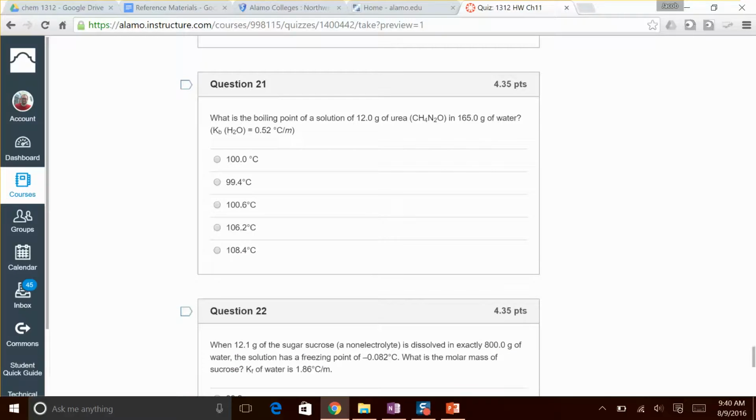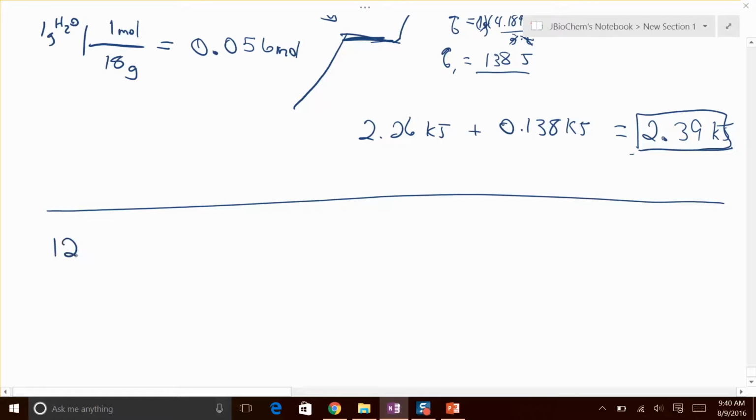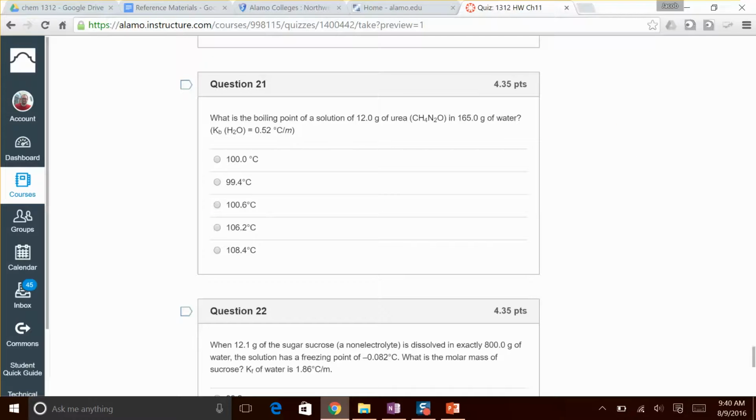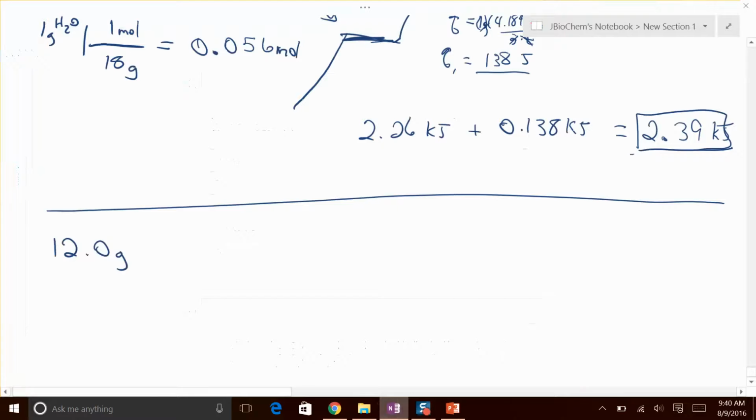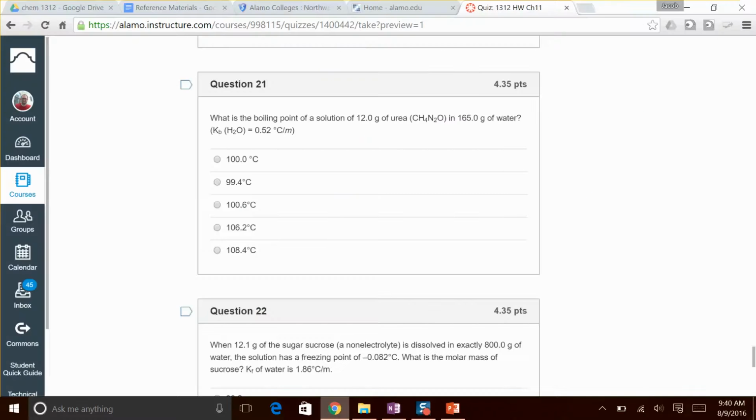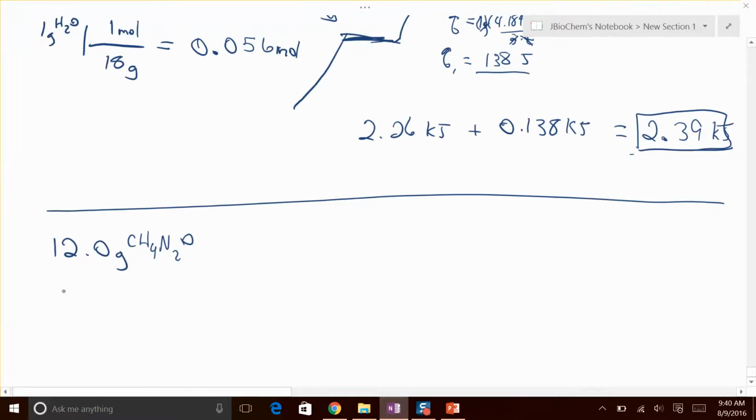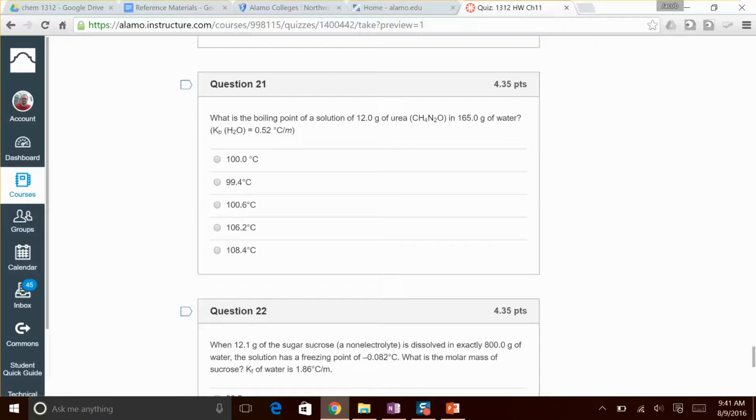Okay, what is the boiling point of a solution of 12.0 grams of urea in 165 grams of water? Okay, so 12.0 grams urea, CH4N2O, and it's 165.0 grams of H2O. So we're changing the boiling point of water. The KB for water is 0.52 degrees Celsius per molal.